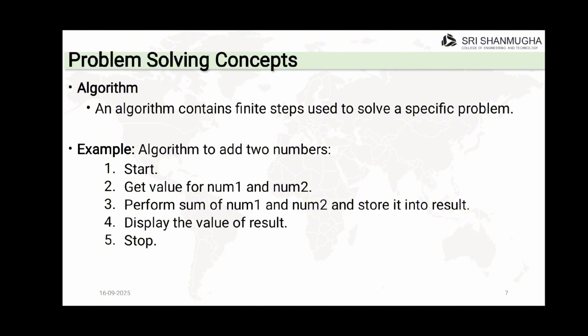For example, an algorithm to add two numbers. First step, start. Second step, get the values for number 1 and number 2. Step 3, perform the sum of number 1 and number 2 and store it into the result. Fourth step, display the value of result. And the final step, stop the program.